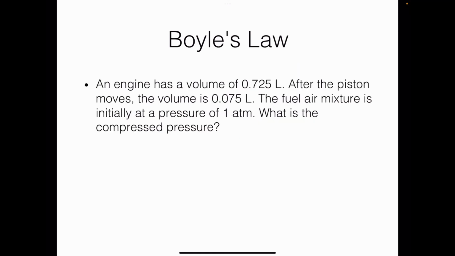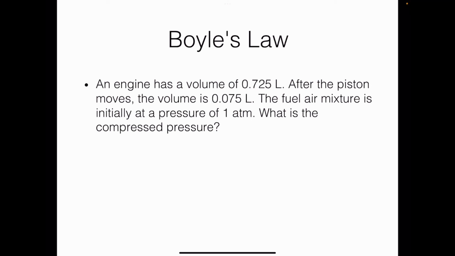The next problem. An engine has a volume of 0.725 liters. After the piston moves, the volume is 0.075 liters. The fuel-air mixture is initially at a pressure of 1 atm. What is the compressed pressure?